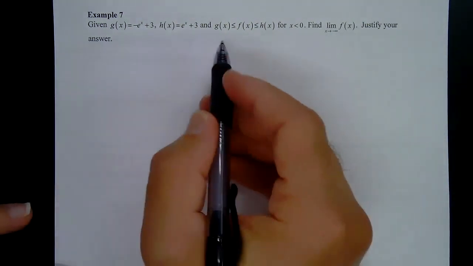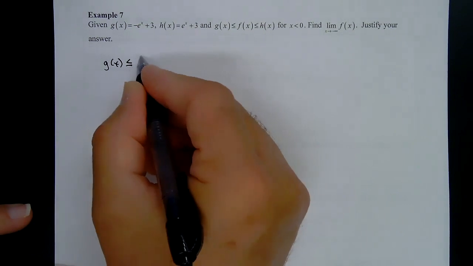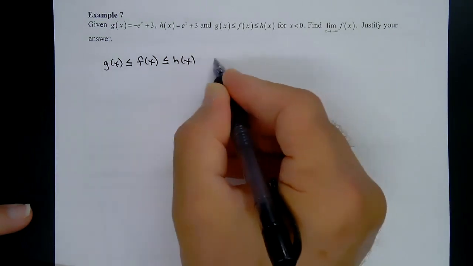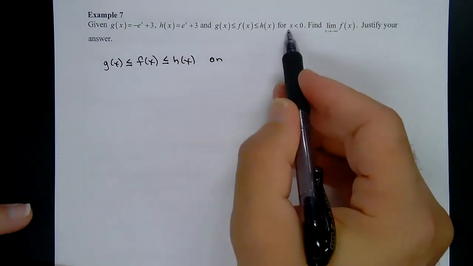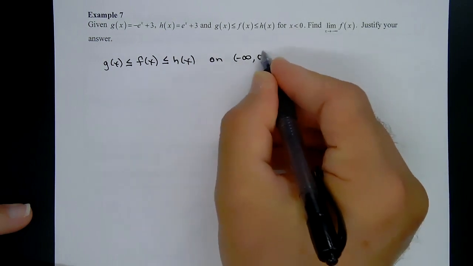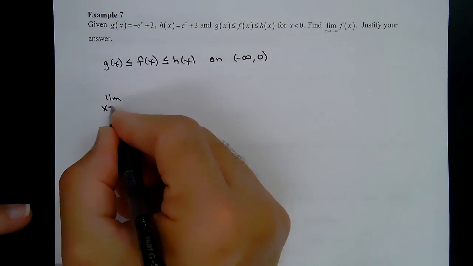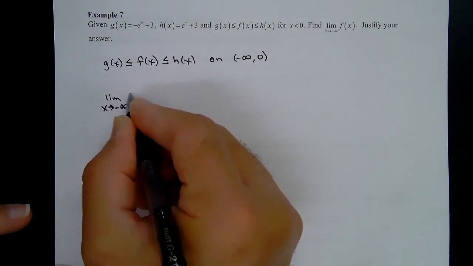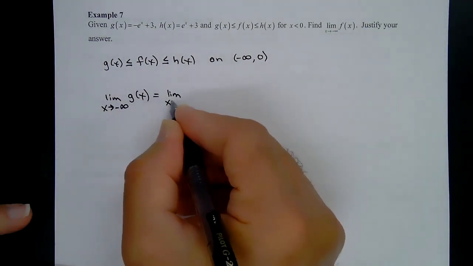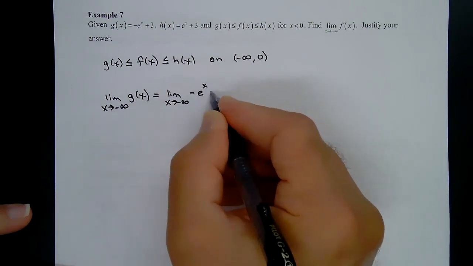All right, so we know from this that g of x is less than or equal to f of x, which is less than or equal to h of x on, and we're saying x is less than 0, right? So that'd be negative infinity to 0. And now we have to do the limits. So the limit as x approaches negative infinity of g of x equals the limit as x approaches negative infinity of negative e to the x plus 3.